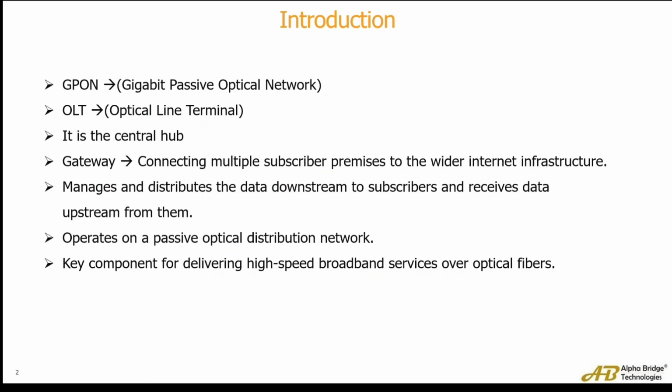Coming to the introduction, GPON stands for Gigabit Passive Optical Network and OLT stands for Optical Line Terminal, combinedly called GPON OLT. It is the central hub of GPON networks. It serves as the gateway connecting multiple subscriber premises to the wider internet infrastructure. It manages and distributes data downstream to subscribers and receives data upstream from them. It operates on a passive optical distribution network like optical fibers, splitters, etc. The key component it delivers is high-speed broadband services like internet over optical fibers.